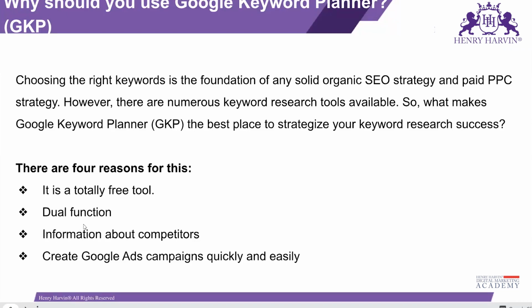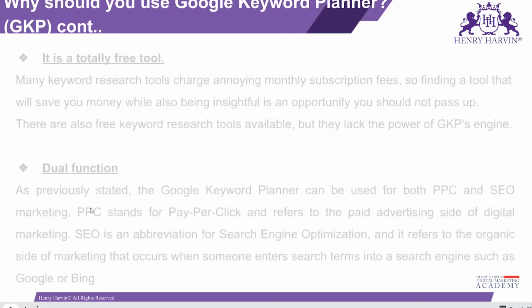Dual function, that means you can use it for ads, as I said, and for SEO, like using the data on number of search volume and competition level, you can use it for SEO as well. Information about competitors: whatever keyword you are entering, it also shows the relevant brands. So quickly and easily using Keyword Planner, you can use that data and run your campaign.